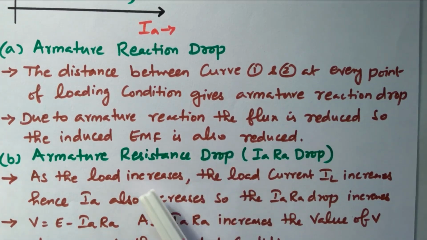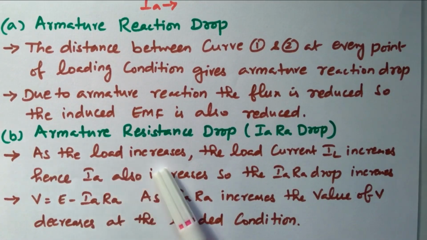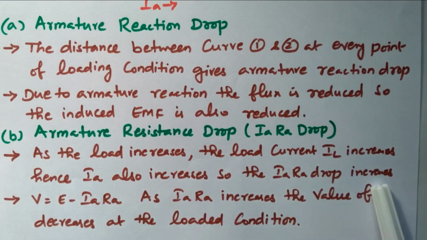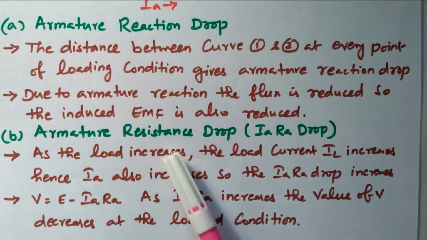Then we'll go to the armature resistance drop. As the load increases, the load current IL increases, hence IA also increases. So the IA RA drop also increases, right? V equals E minus IA RA. So as this drop increases, the value of V decreases at the loaded condition. From no load, due to armature reaction drop, some voltage reduces, that is called the internal characteristics. Further, the voltage reduces due to armature resistance drop, that is called the external characteristics.